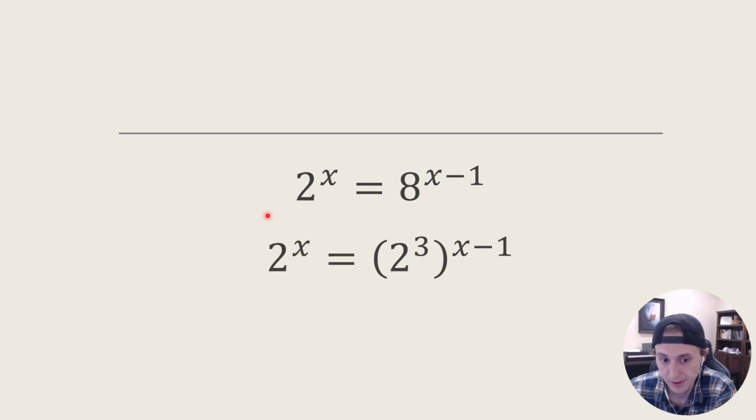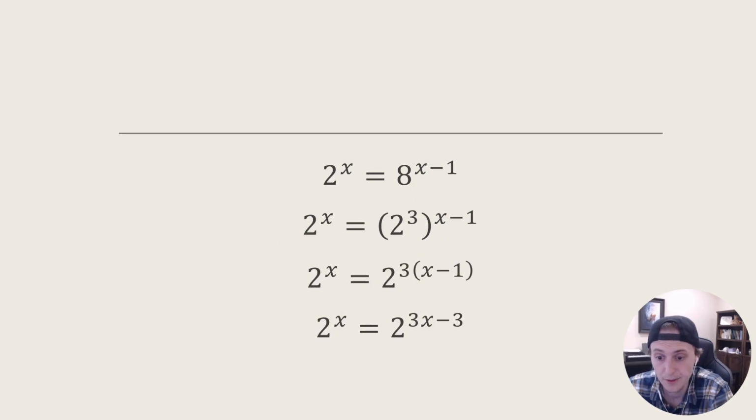Do you see how these are the same thing? It's obviously 2 to the x. But then 2 to the third, or 2 cubed, is 8. That's the same thing. Now the way to simplify this is you take 3 times x minus 1, like this. Can you see how we got to this point?